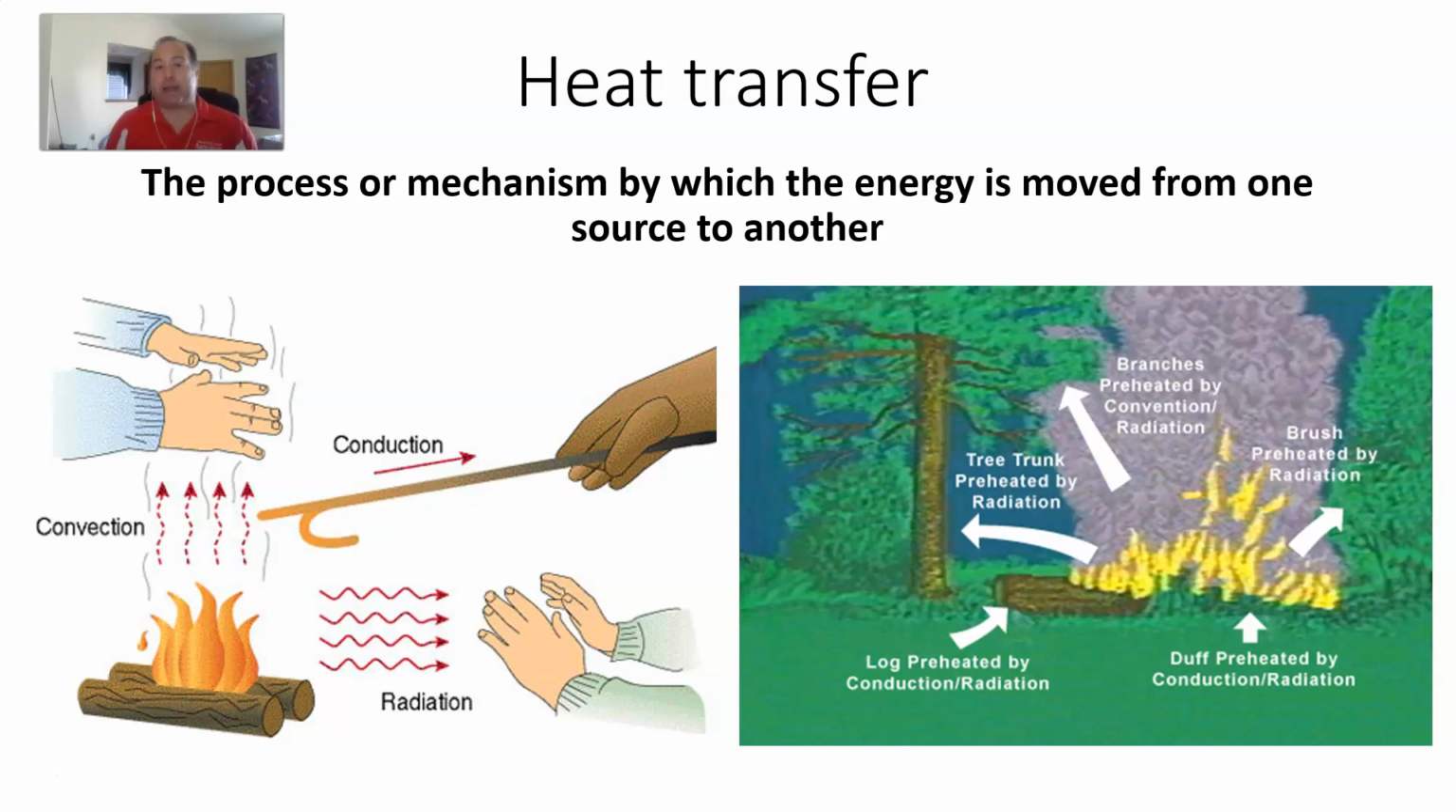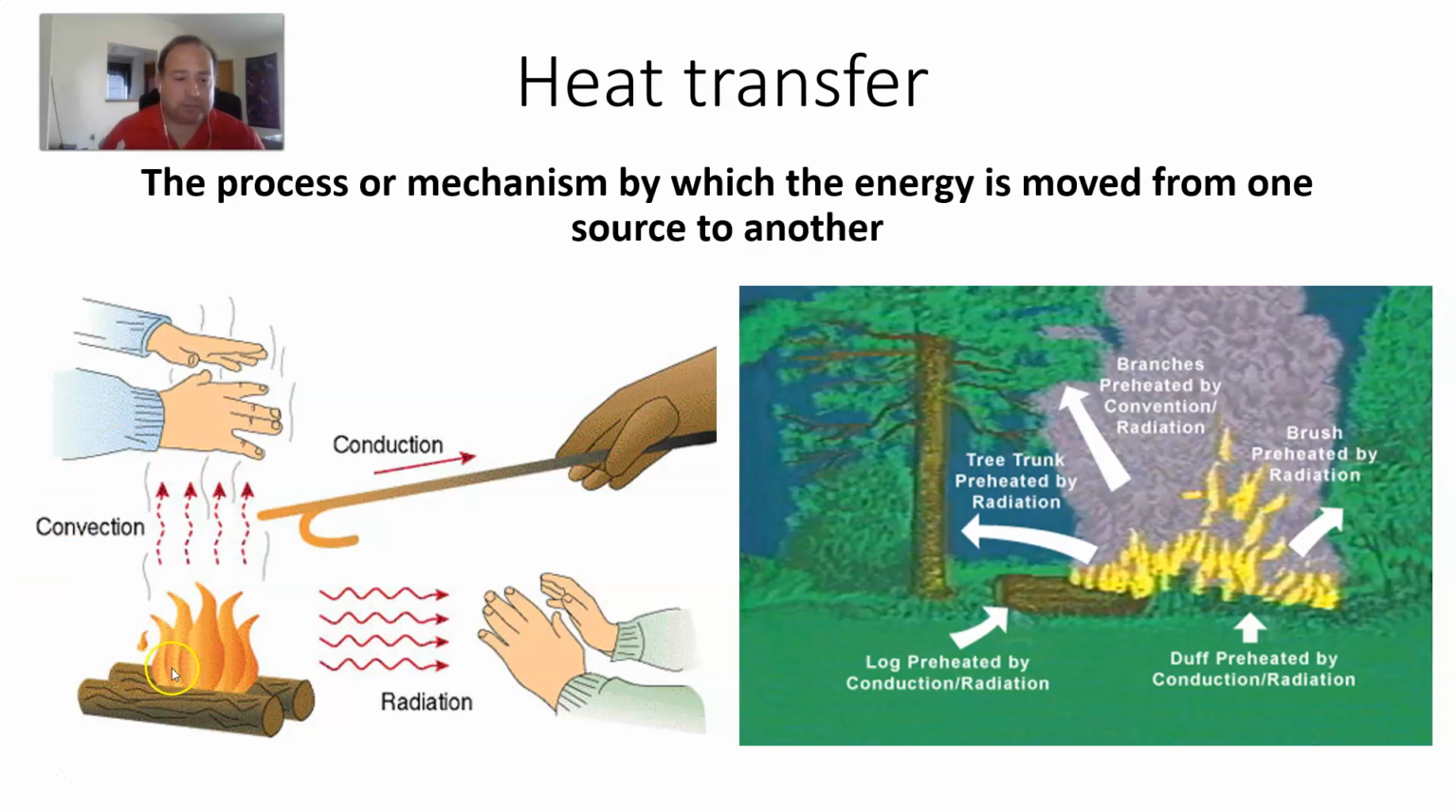And so it happens by a process called heat transfer. It's also how the food in our ovens cooks. So it's the process or mechanism by which the energy is moved from one source to another. And in terms of heat transfer for us, there are going to be 3 methods that we focus on, and well, there just are 3 methods: convection, conduction, and radiation.